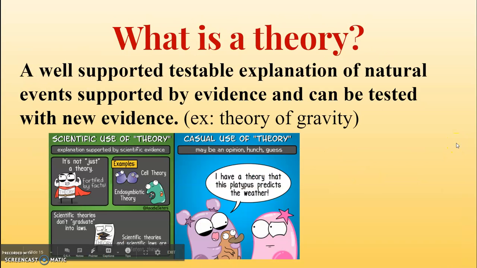But evolution is a theory, and so we do need to talk about the difference between theory and fact. Okay? A theory is a well-supported, testable explanation of natural events, supported by evidence that can be tested with new evidence. And so these are things that are supported with different evidence and have been tested, but we can't state it as a fact because theories can change. So you can see here the theory of gravity. We know that gravity is obviously true. If I were to drop a ball, it'd end up hitting the ground because there is gravity around, and that's something that is testable that we can test over time.